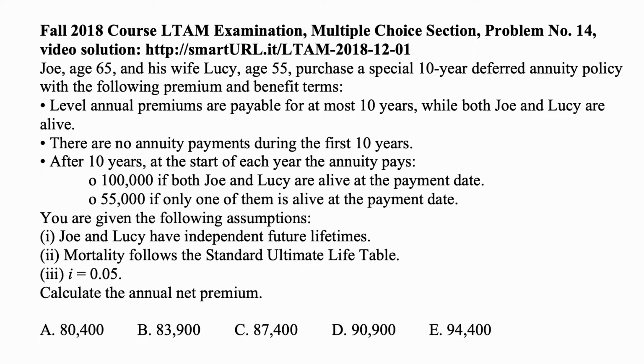You are given the following assumptions. Joe and Lucy have independent future lifetimes. Mortality follows the standard ultimate life table. Interest rate is 5%. Calculate the annual net premium.